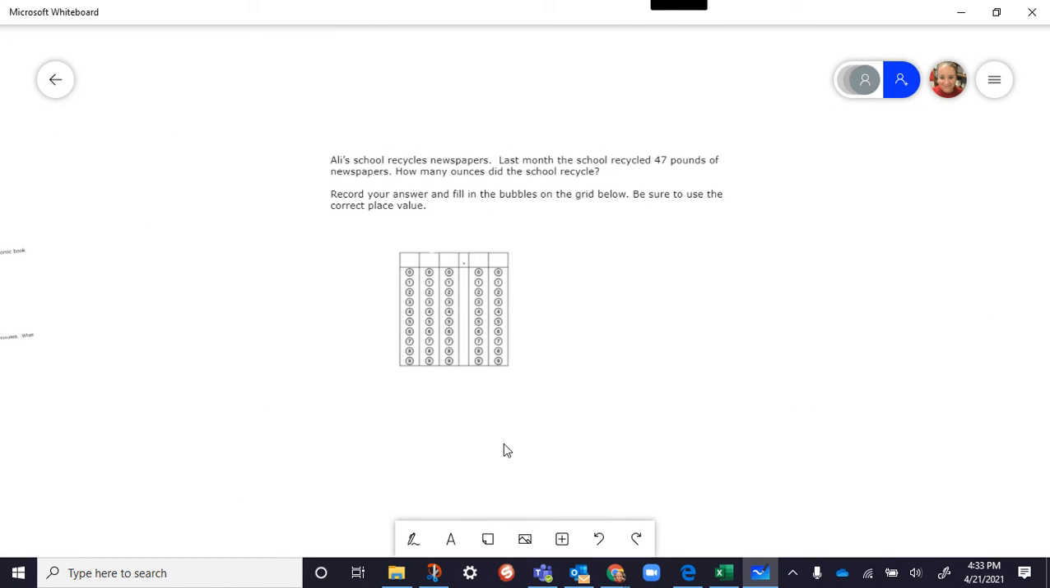Allie's school recycles newspapers. Last month, the school recycled 47 pounds of newspapers. How many ounces did the school recycle? And then we've got the griddable to record our response.